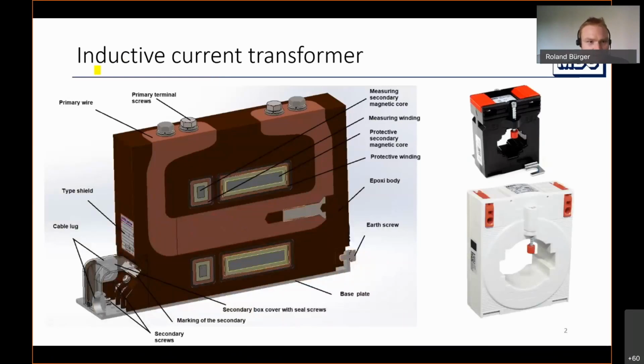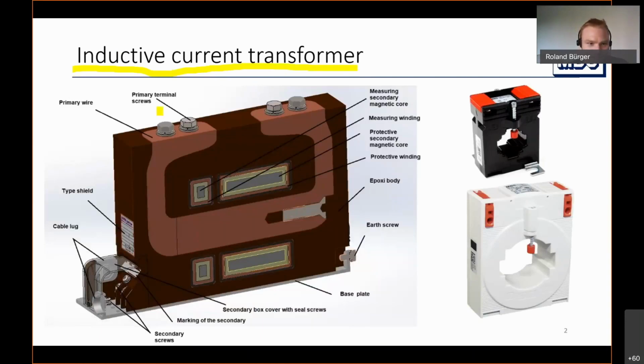You know, in Germany we are dependent on the PTB for billing measurements. We can only use inductive current transformers and inductive voltage transformers. So these are the conventional instrument transformers, as Michael told you.